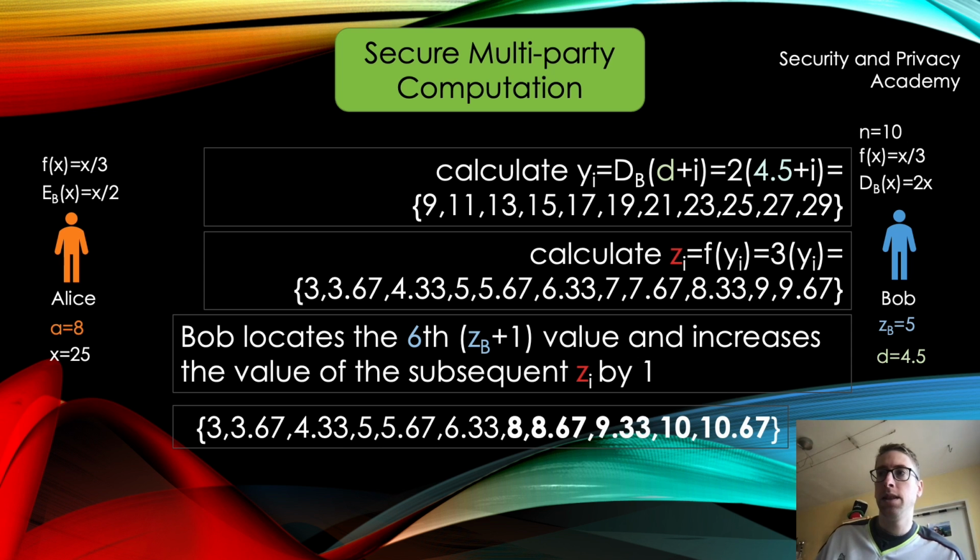So the 8 here used to be 7, and the 8.67 used to be 7.67. So all the values that follow the position of his salary plus 1, since we start with 0, are increased by 1. Now obviously in this very easy series it's really easy to see where the gap is, but you can imagine a more complicated position where this is not so easy to see. He sends the series to Alice, as we know.